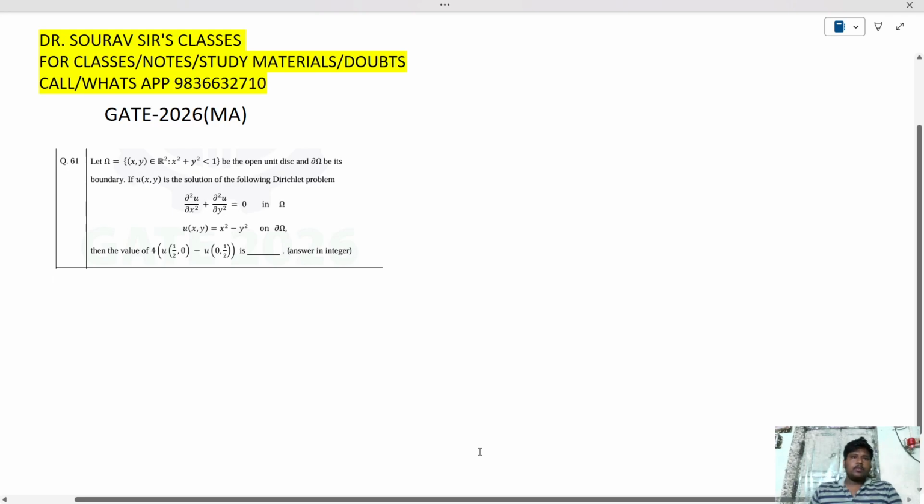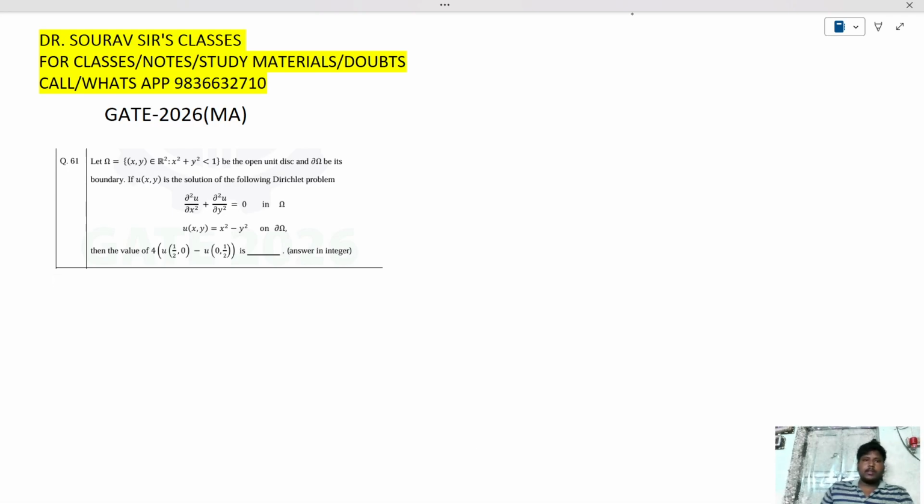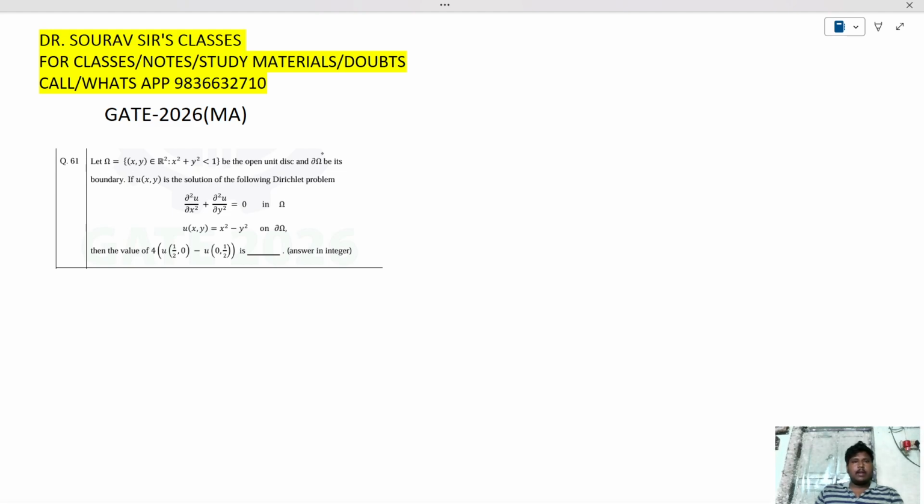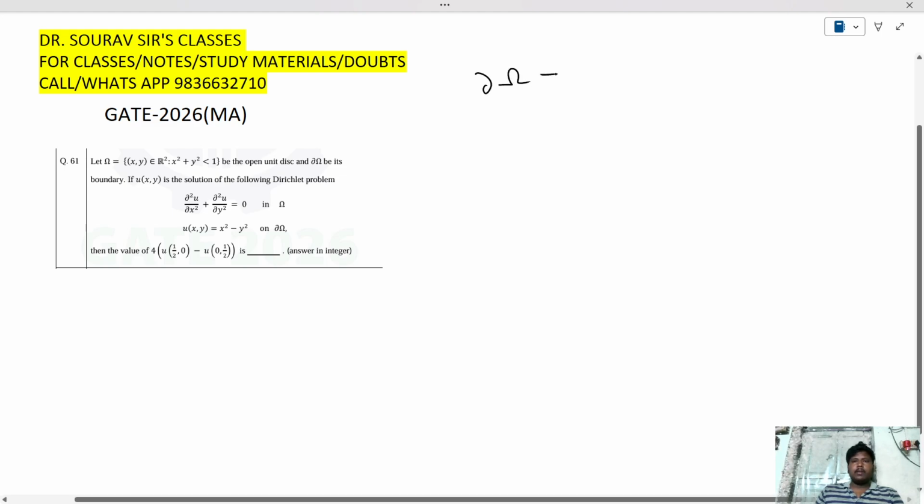This is the question from GATE 2026, question number 61. Given the open disk, Omega equals x square plus y square less than 1, and delta Omega is the boundary of this. That means delta Omega is x square plus y square equals 1. If u(x,y) is the solution of the Dirichlet problem, and u(x,y) equals x square minus y square on delta Omega.